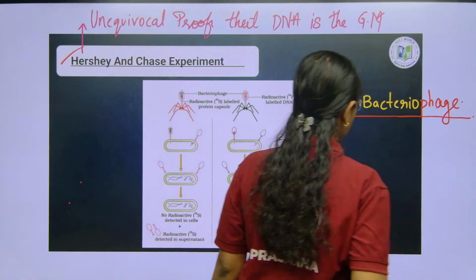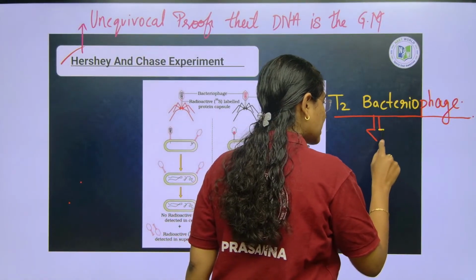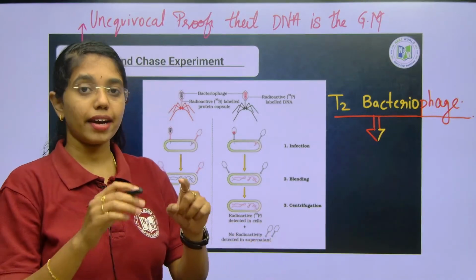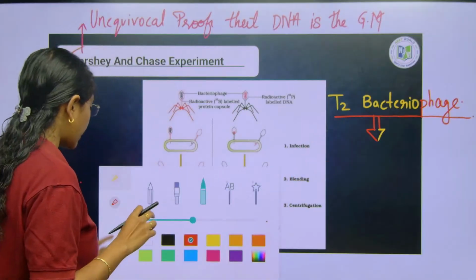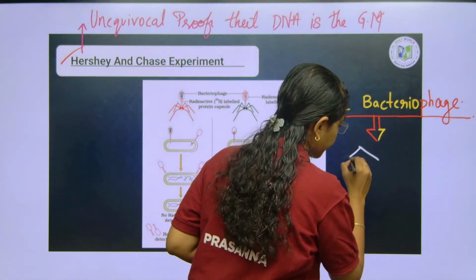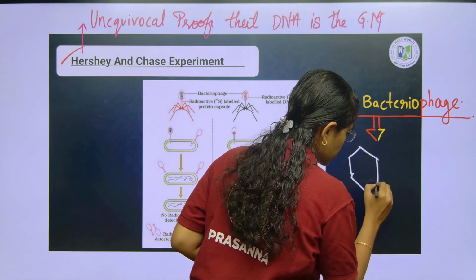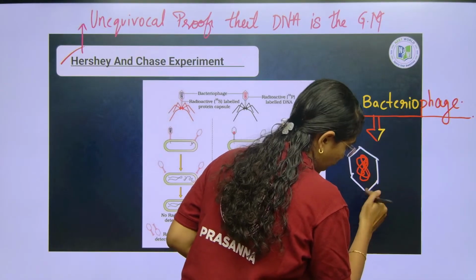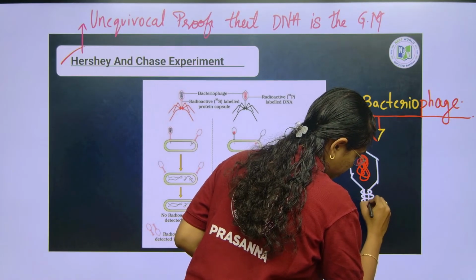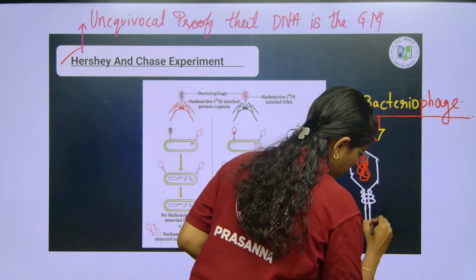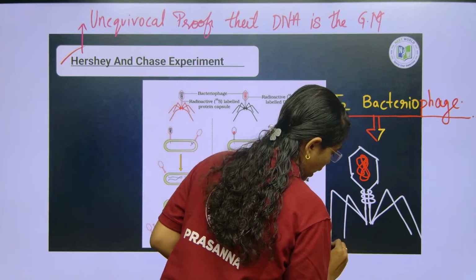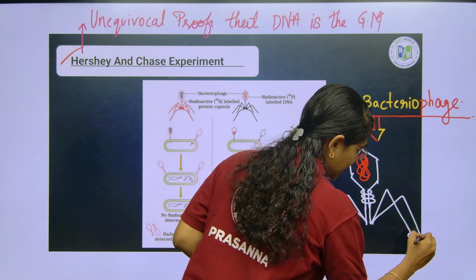T2 bacteriophage is taken, and we know a bacteriophage has a tadpole structure. This we have learnt in NCERT 11 in the previous class itself, where the bacteriophage has a tadpole structure with 4 components in it. It has a head, inside the head there is a genetic material, and the head has a neck or a collar, and this has tails likewise, and at the end of the tail fibers you can see lysozyme.